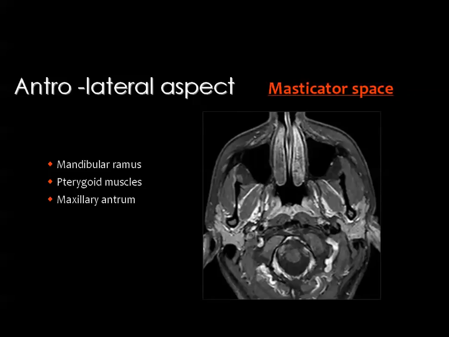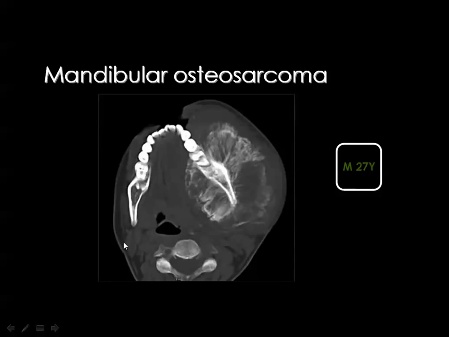Then we came to the anterolateral aspect, and this anterolateral aspect comprises the mandibular ramus and the pterygoid muscles as well as the maxillary sinus. Actually, the masses in this particular area do not need the help of the parapharyngeal fat to locate the site of the lesion, because they are in most of the cases extremely evident.